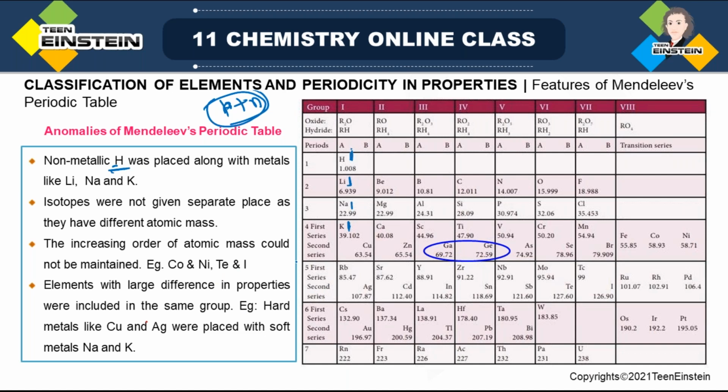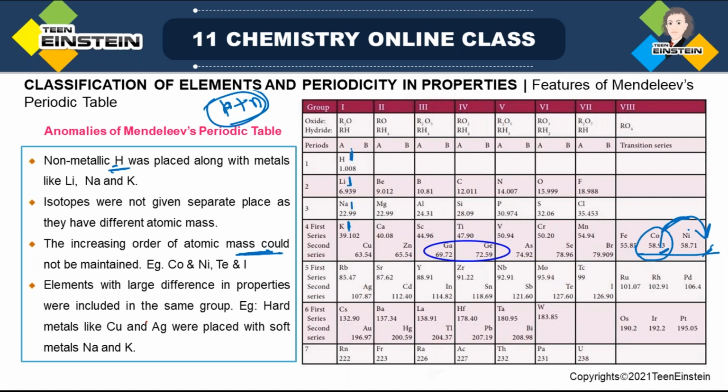The third point: the increasing order of atomic mass could not be maintained in some cases. Here we can see the example, cobalt and nickel. At first glance, it seems they have almost the same mass, but if you consider it very strictly, after the decimal there is 93 for cobalt, but in the case of nickel, it is 71. So as it is based on atomic weight, cobalt should be after nickel, but that is not the case. Nickel is after cobalt. So that is the anomaly.